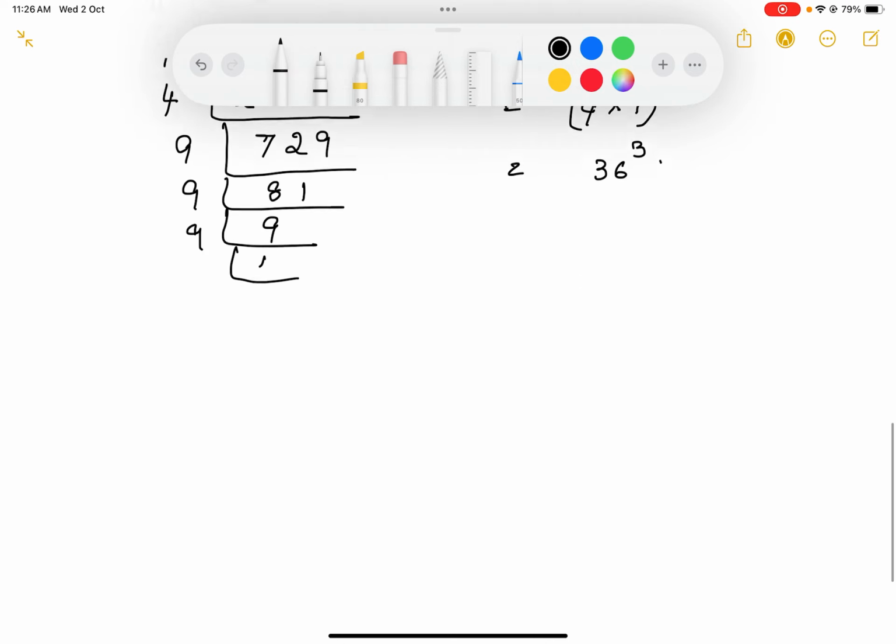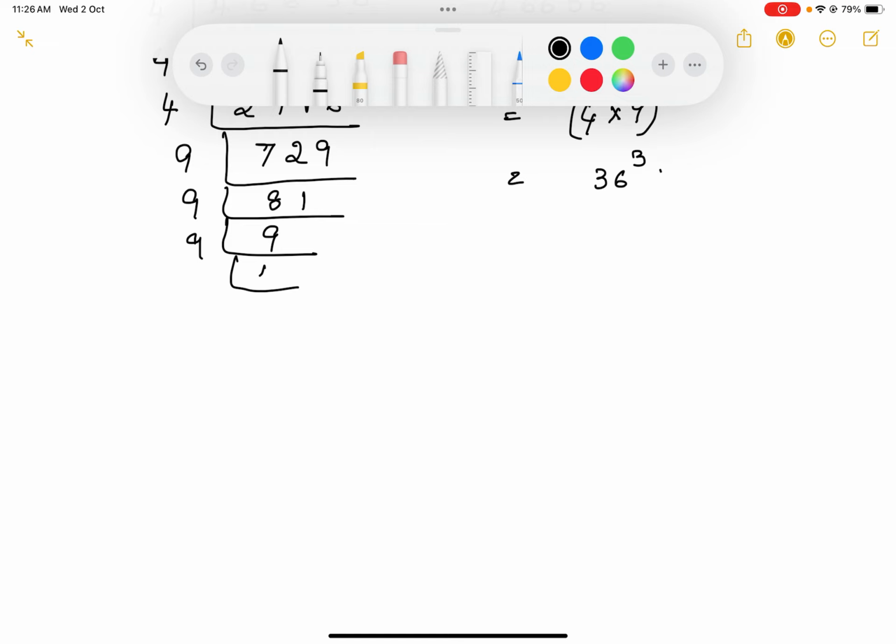So this is your first question in chapter 7.1. Now let us go to the second question.